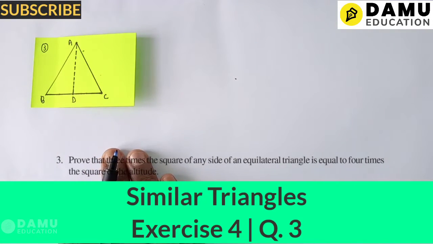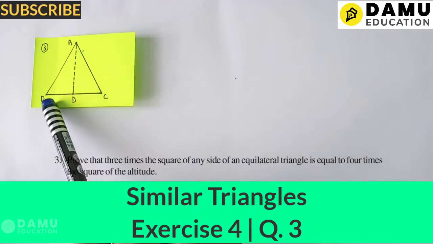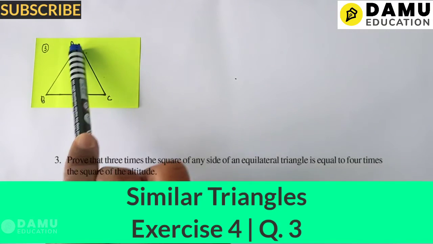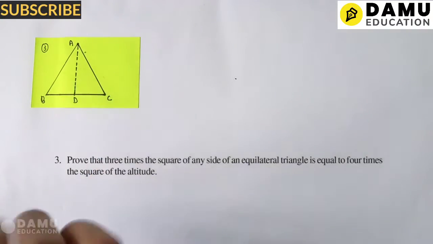So in this module, we're going to discuss our third question. Prove that 3 times the square of any side of an equilateral triangle is equal to 4 times the square of the altitude. So here they're asking, what are the given conditions?